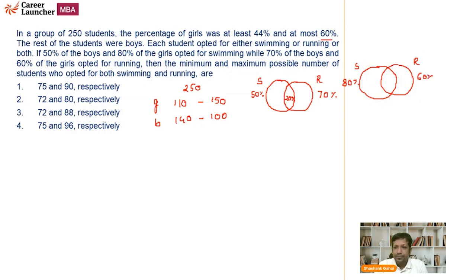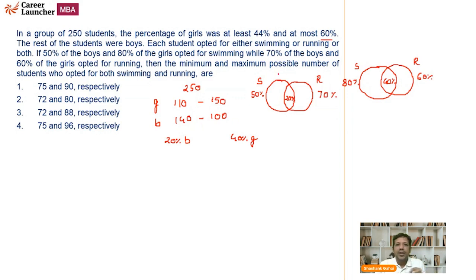60% opted for running. So 80 plus 60 is going to be 140%. So this value comes out to be 40%. Intersection, because total is 100% of the girls. Okay. So what is the intersection? Intersection is 20% of the boys and 40% of the girls. This is the total intersection value we have.